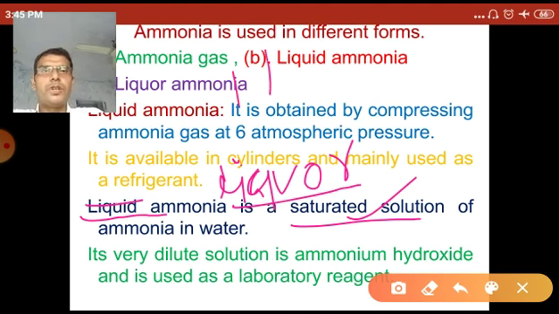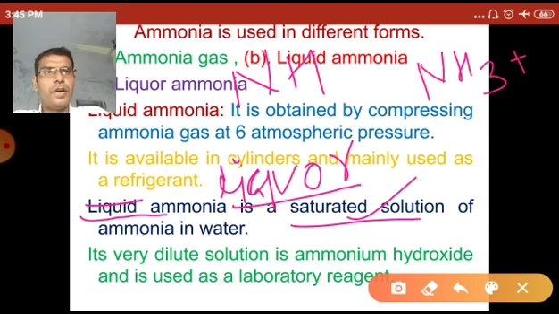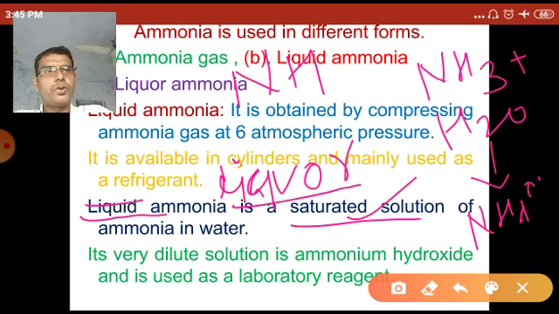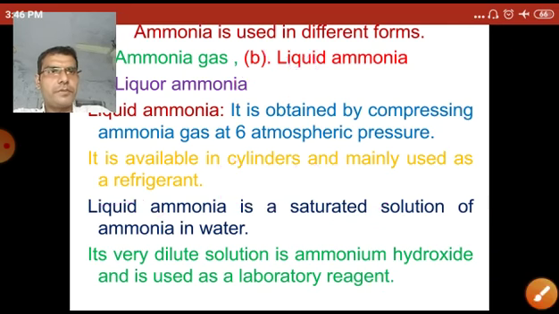When ammonia NH3 is strongly dissolved in water, it reacts with water and forms ammonium hydroxide, NH4OH. And that NH4OH is an important dilute solution which is used as a laboratory reagent.